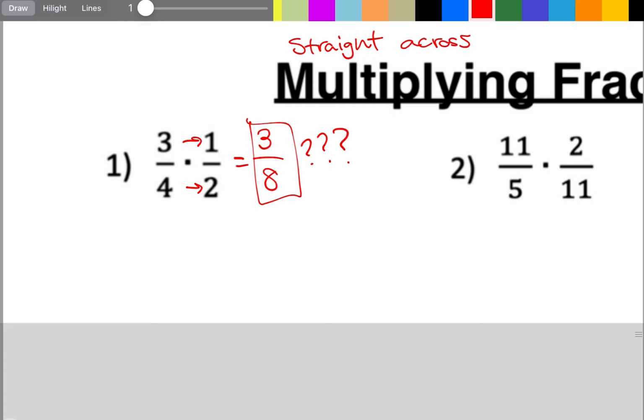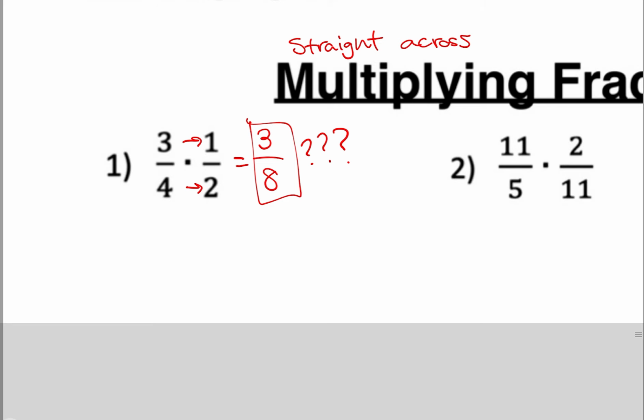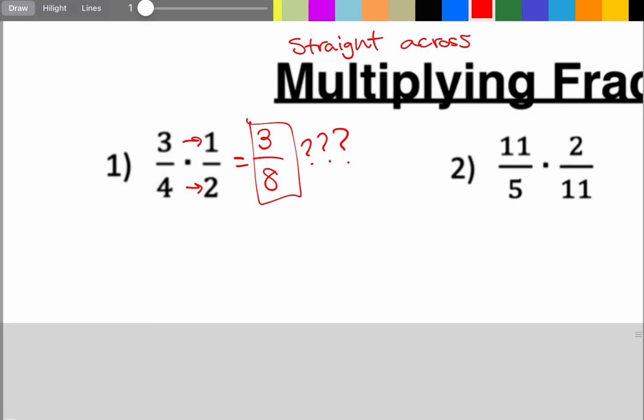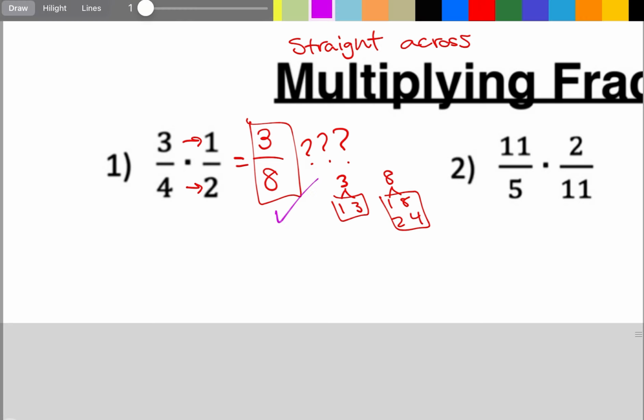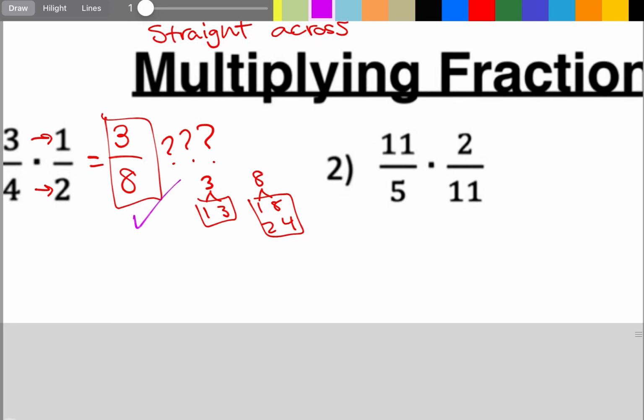I hope so. In order to determine if this is my final answer, I have to check for a GCF between 3 and 8. So 3 is just 1 times 3, and 8 is 1, 8, 2, and 4. As you can see, they have nothing in common other than this 1, okay? So if we divide by 1, it doesn't change a thing. So smiley face, we are done with this problem. We do not use 1 as a GCF value, okay? So that's why this is the final answer, because there's no GCF.